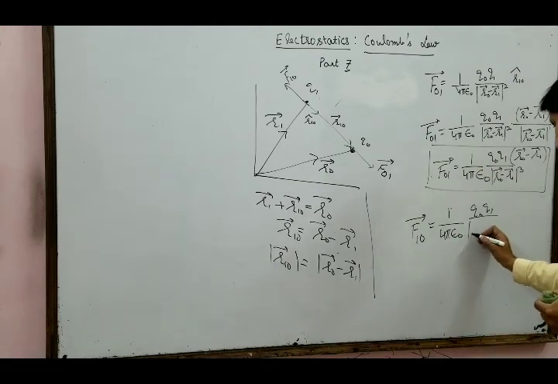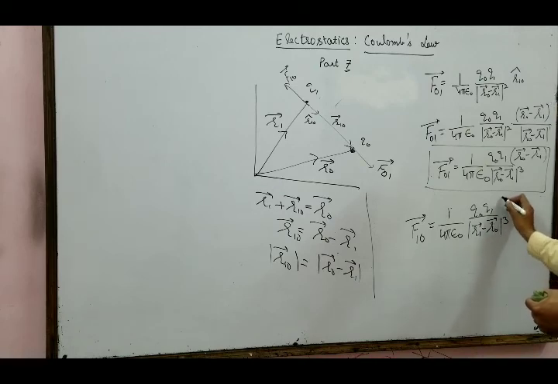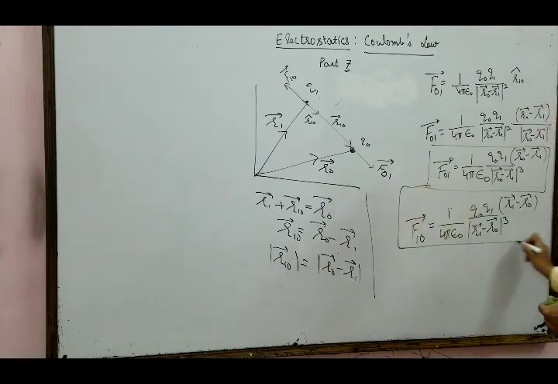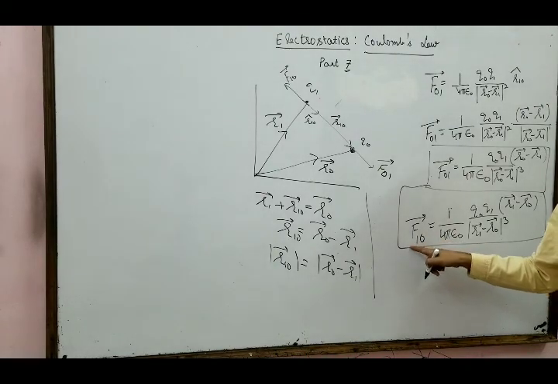So what is over here? I write down r1 minus r0 whole cube, but this is not a modulus, this is a round bracket, and the negative sign matters here. So r1 minus r0. This is the expression for force on q1 due to q0.